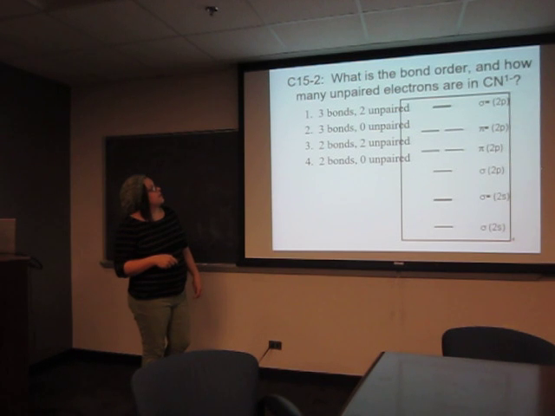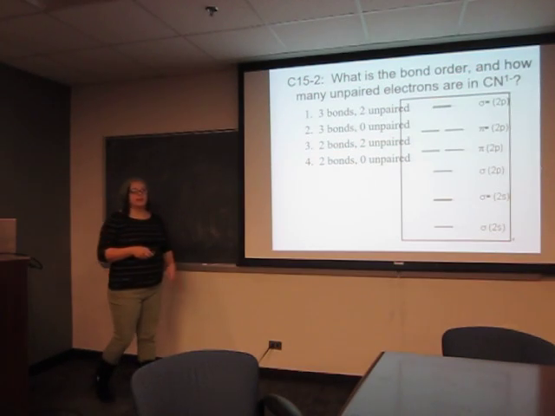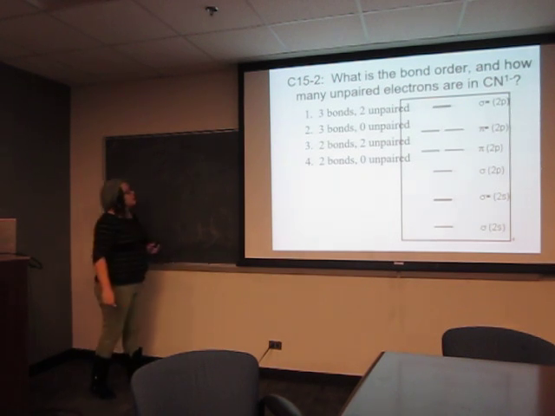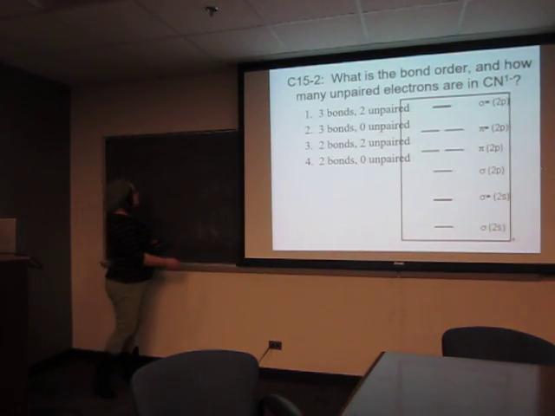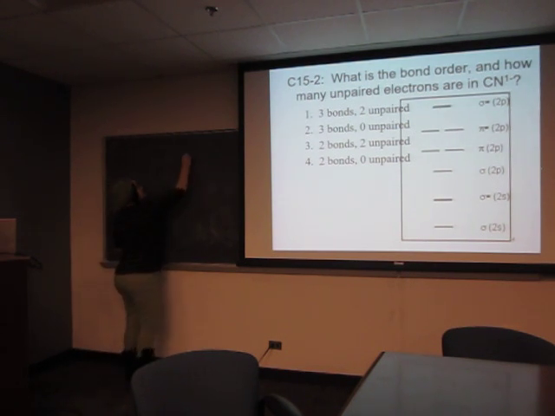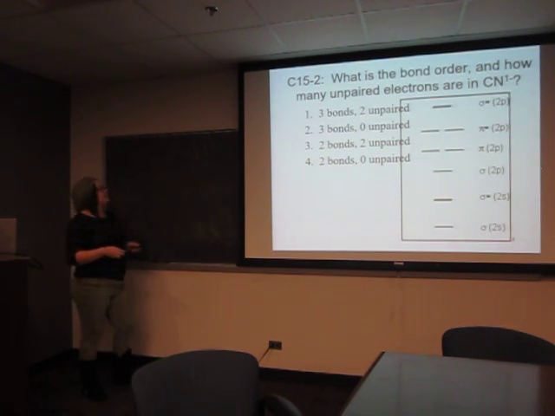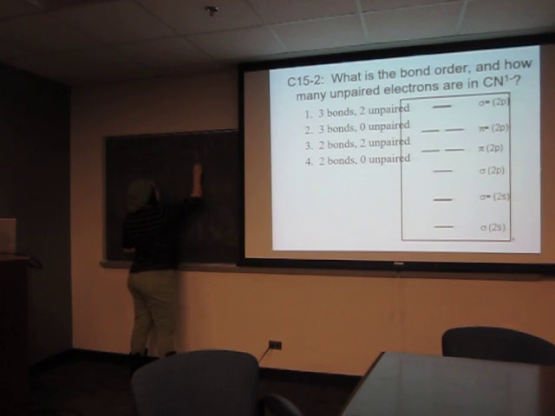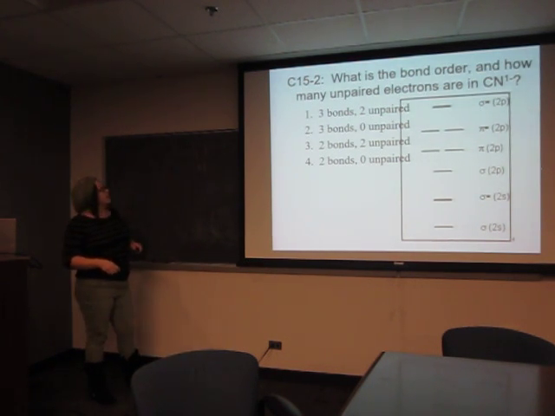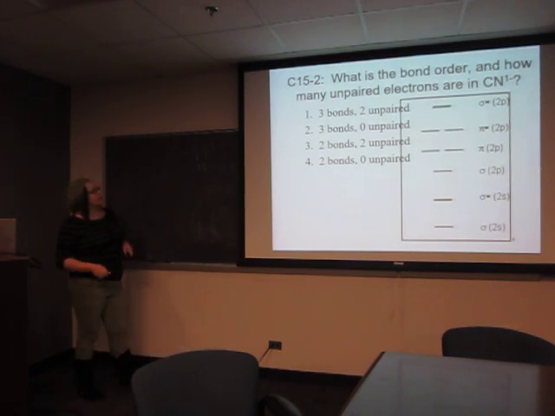So, here's a question for you. What is the bond order and how many unpaired electrons are there in CN-? So, when we're looking at this, the first thing to figure out would be how many valence electrons we are working with. So we've got a carbon. How many valence electrons does carbon have? 4. How about nitrogen? So nitrogen has 5. And then we're going to have to add an electron because we have a -1 charge. So that gives us 10 electrons to work with in our diagram.